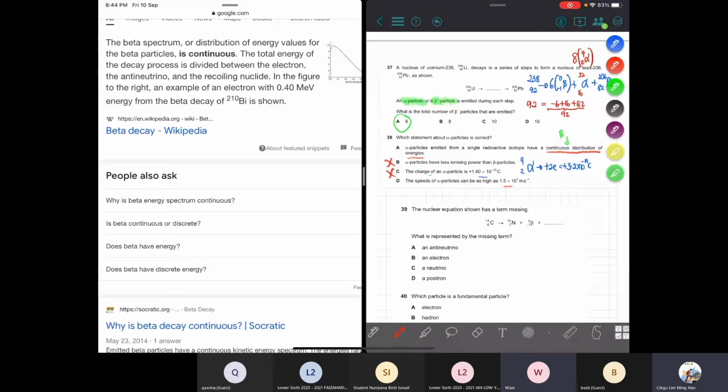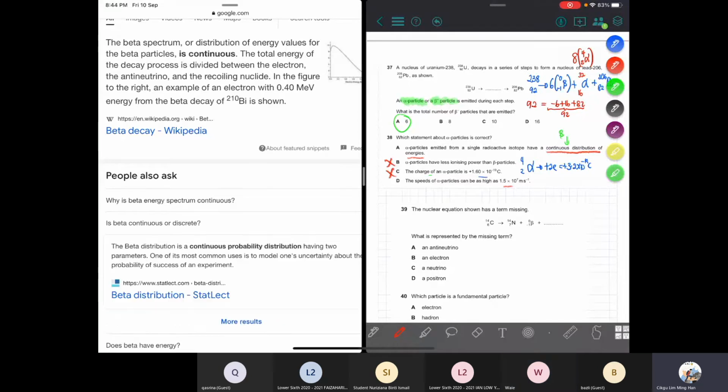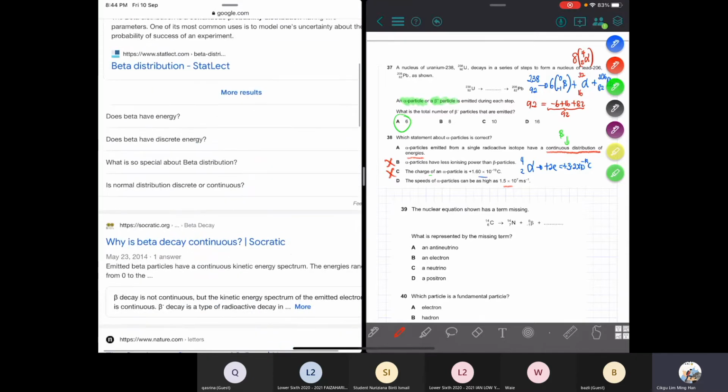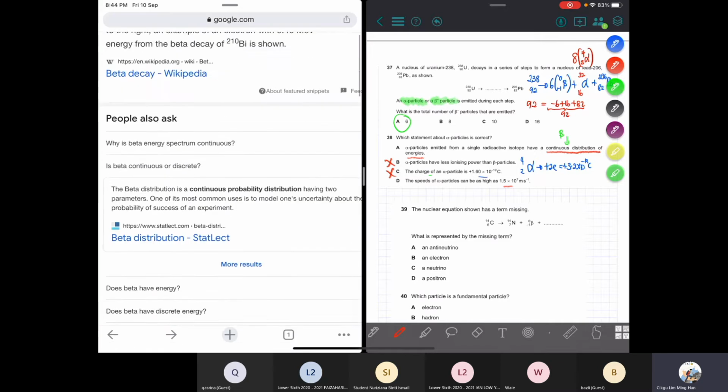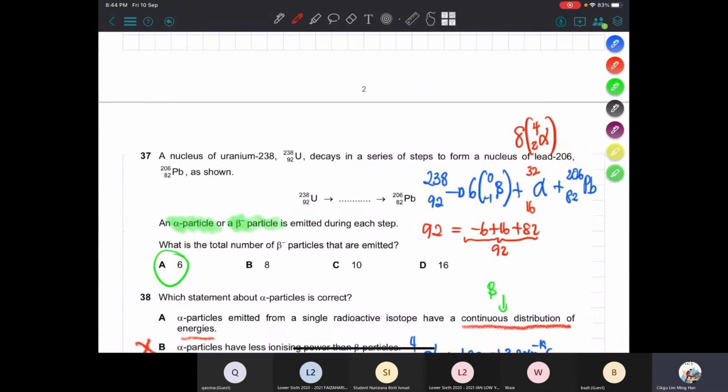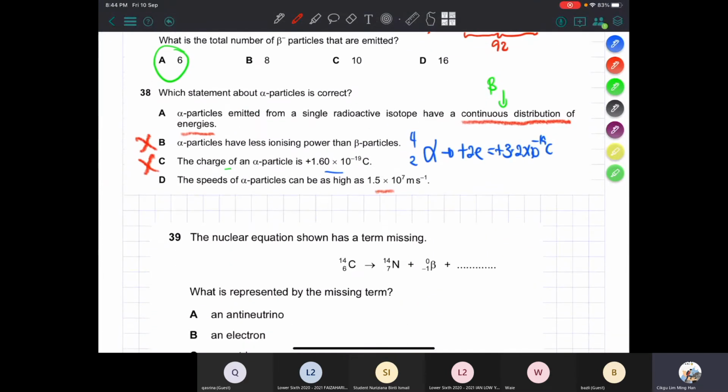Why is beta continuous or discrete? Beta has a continuous distribution of energy. Okay. Why is beta continuous? So it matches. It's continuous, so my memory is right. So this one must be beta. If continuous energy, it is beta. So that means my argument is that this one will be wrong, and the correct one will be D. Wait, just to confirm.